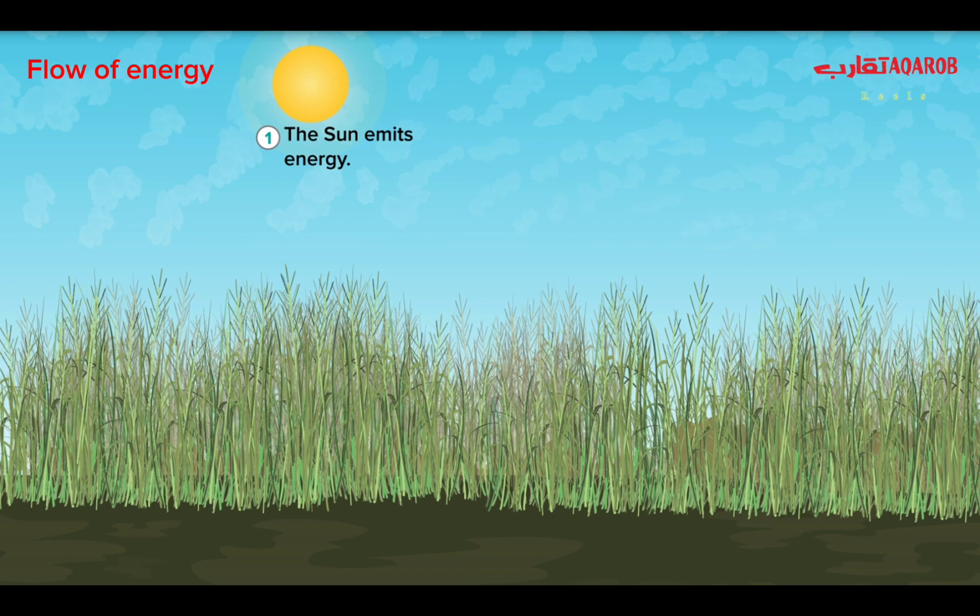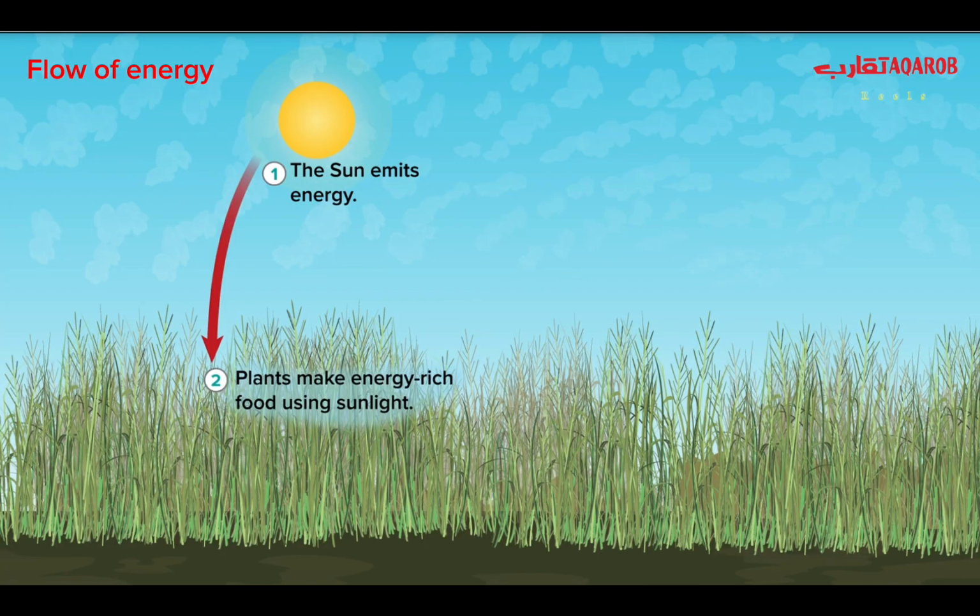So let's start with this food chain. We start, as we said, from the sun, because it's the source of energy, then to a producer like plants. Plants make energy rich food using sunlight. So, sun, then a producer like plants. As we said, plants use energy from the sun to make food in photosynthesis.